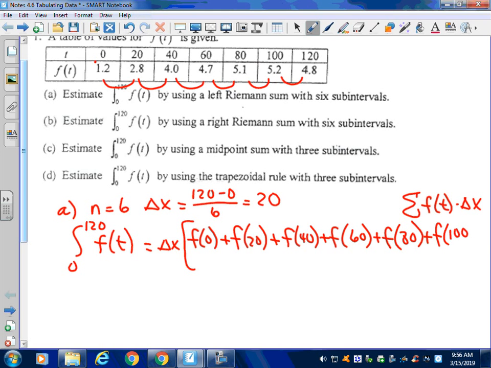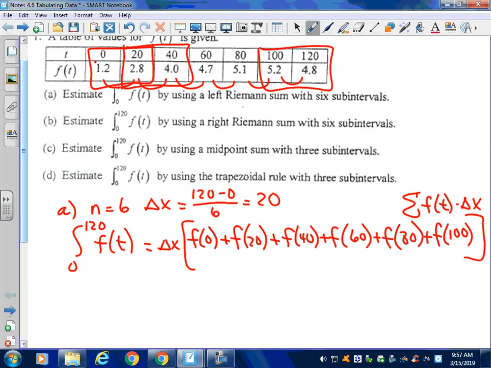Now, when you do a left Riemann sum, you don't use the last one, because you're using the left corner of each set of numbers. Does that make sense? If this is a set of numbers, which one's on the left? 0. If this is a set of numbers, which one's on the left? 20. So when I get to this last pair, which one's on the left? 100. I don't use the last one. Does that make sense to everybody?